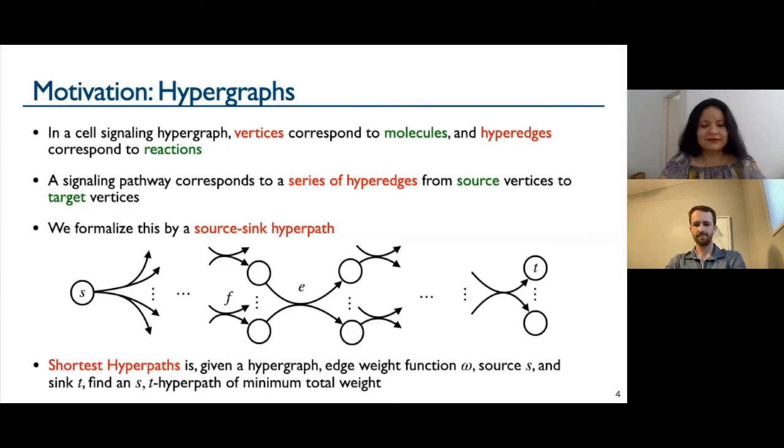The problem we are trying to solve is the shortest hyperpaths problem, which is, given a hypergraph, positive edge weight function omega, source vertex S, and sink vertex T, find an ST hyperpath of minimum total weight. This finds the most likely cell signaling pathway between the source and the target.